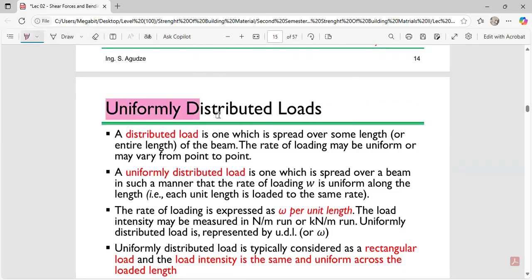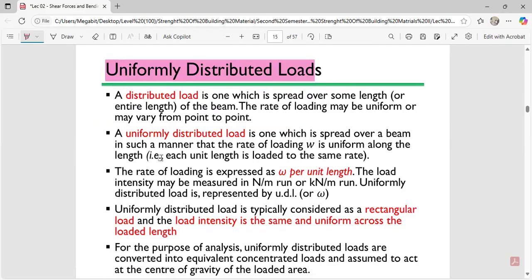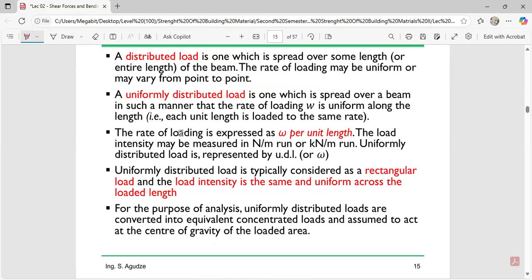Let's talk about the uniformly distributed load. As we have discussed earlier, a distributed load is one which is spread over some length or the entire length of the beam. The rate of loading may be uniform or may vary from point to point. A uniformly distributed load is one which is spread over a beam in such a manner that the rate of loading w is uniform along the length. Each unit length is loaded to the same rate. The rate of loading is expressed as mu per unit length.